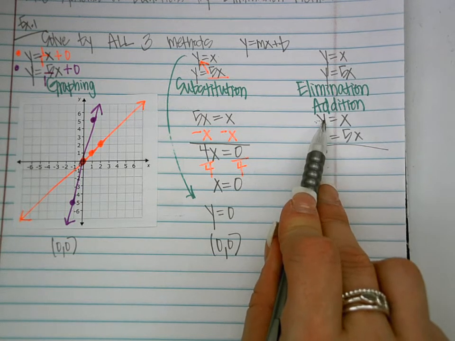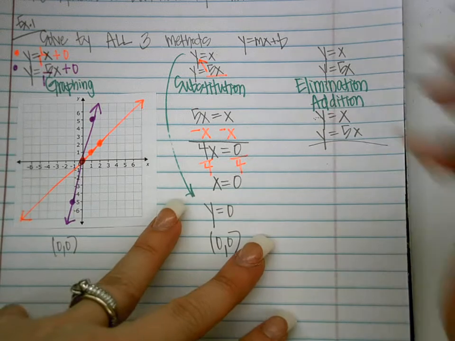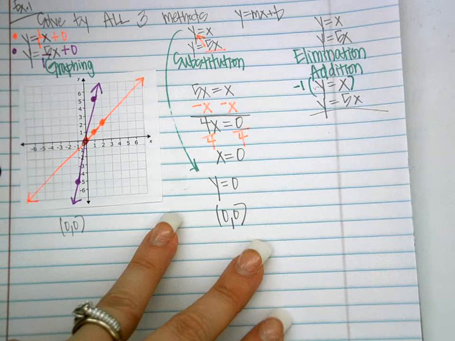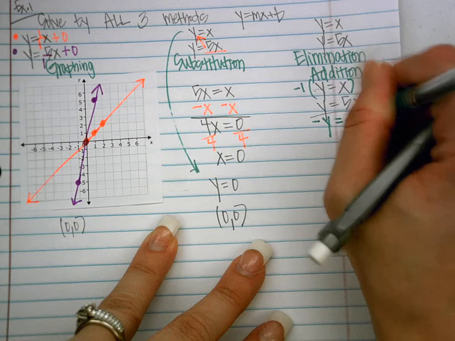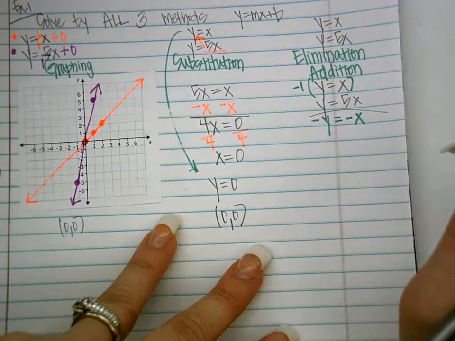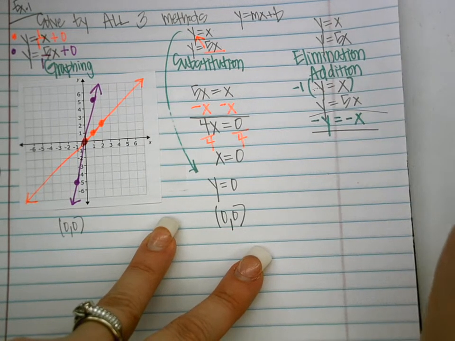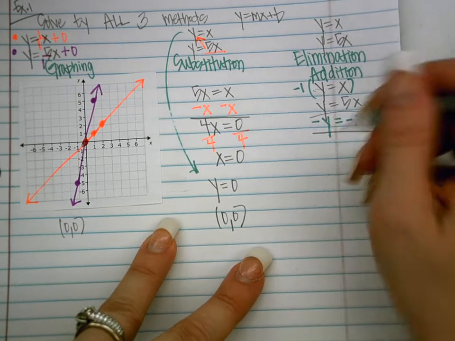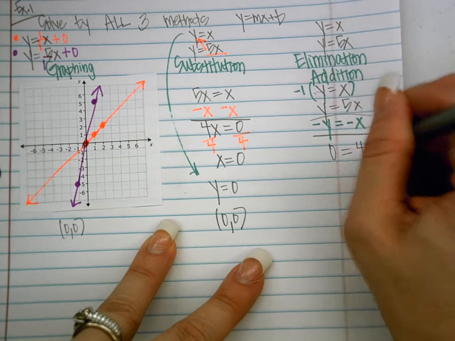Would you add something? Would you multiply by something? Would you subtract something? Close. What you would have to do is multiply by negative 1. So multiply everything there by negative 1. If you multiply everything in that equation by negative 1, you would get negative y equals negative x. Then, if you add these two together, what's y minus y? 0 equals, what's 5x minus 1x? 4x.